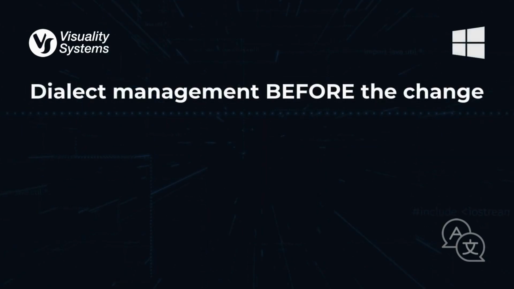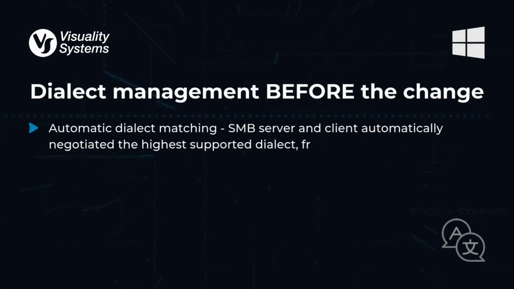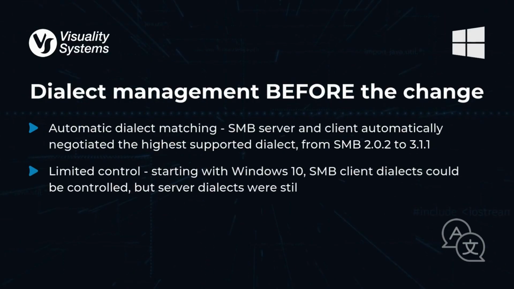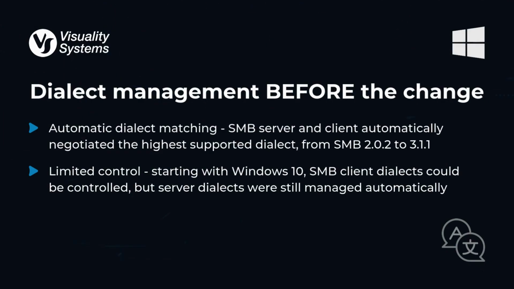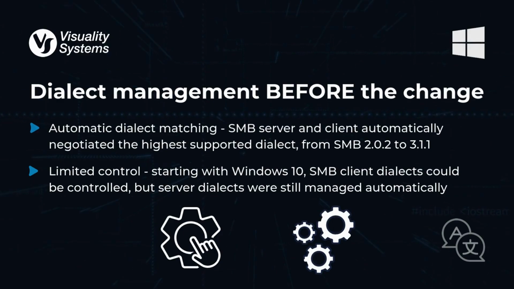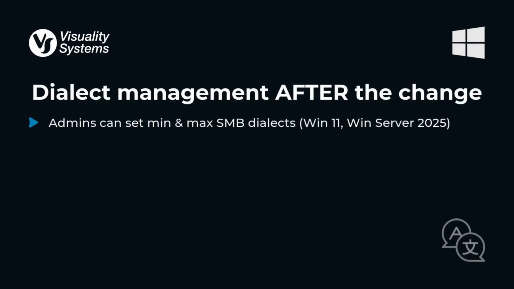Previously, SMB automatically handled dialect matching between client and server. The server and client would negotiate the highest mutually supported version, ranging from SMB 2.02 up to 3.1.1. However, control was limited. While SMB client dialects could be managed starting with Windows 10, server dialects were still auto-negotiated without admin intervention. With the recent updates in Windows 11 and Windows Server 2025, administrators can now set minimum and maximum SMB dialects on both clients and servers.